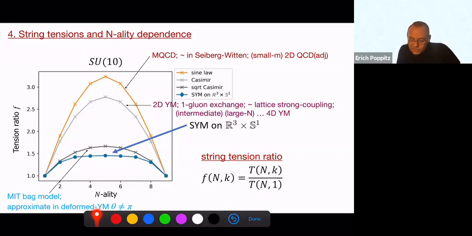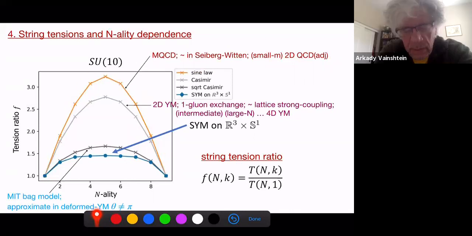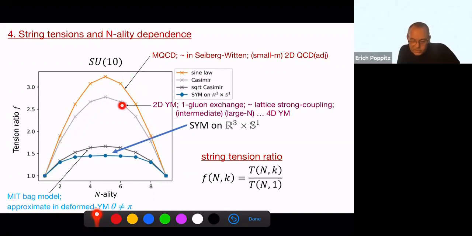So in M-theory QCD or in Seiberg-Witten theory, or as recently argued in small-mass 2D QCD adjoint, what people argue is that there is a sine law or approximate sine law in Seiberg-Witten, for example, and it looks like that. It's very different. So the Casimir law occurs in another set of theories, and in the MIT bag model or in deformed Yang-Mills at theta not equal to pi, we have what is known as the square root of Casimir law. So this is the flattest string tension that there ever was.